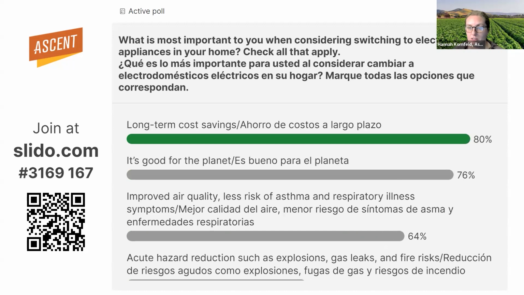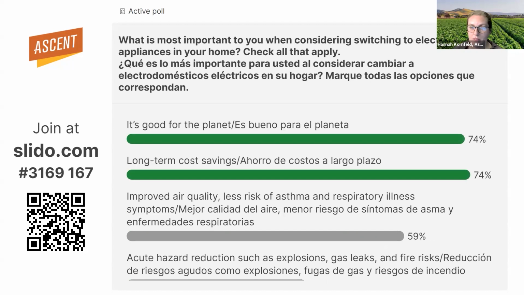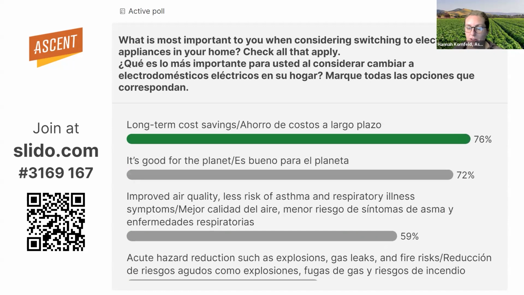So it looks like long-term cost savings is the top concern. It's in a neck and neck battle here with being good for the planet. Improved air quality and less risk of asthma and respiratory illnesses and symptoms are also a top concern among folks that are on this call right now.